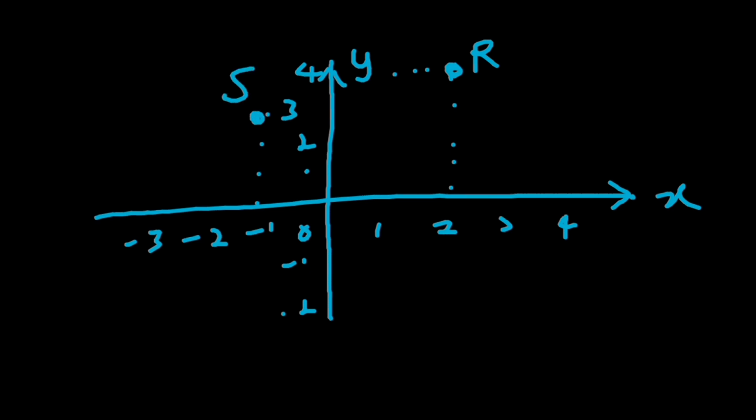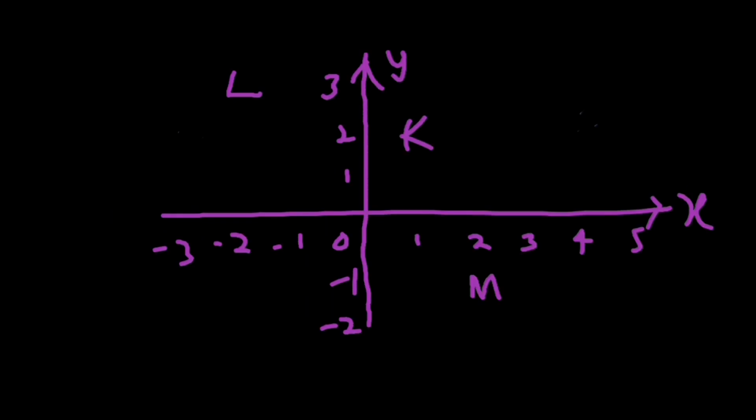Then point T has coordinate 3, 2. That is 3 on the positive x, that is this point, and 2 on the y-axis. So we shall trace with broken lines, and at the point of intersection, we shall have our point T. And lastly, point U with coordinates 2, -2. That is 2 on the positive x-axis and -2 on the negative y-axis. And the point of intersection, that is where we have our point U.